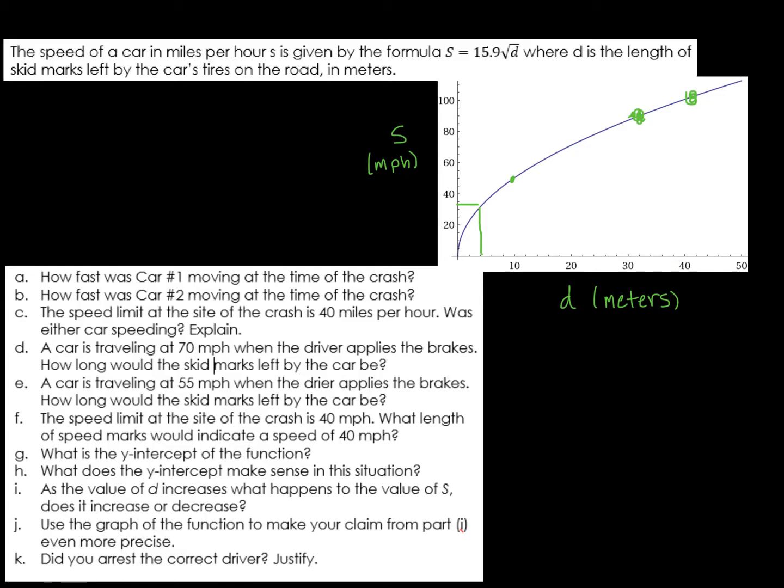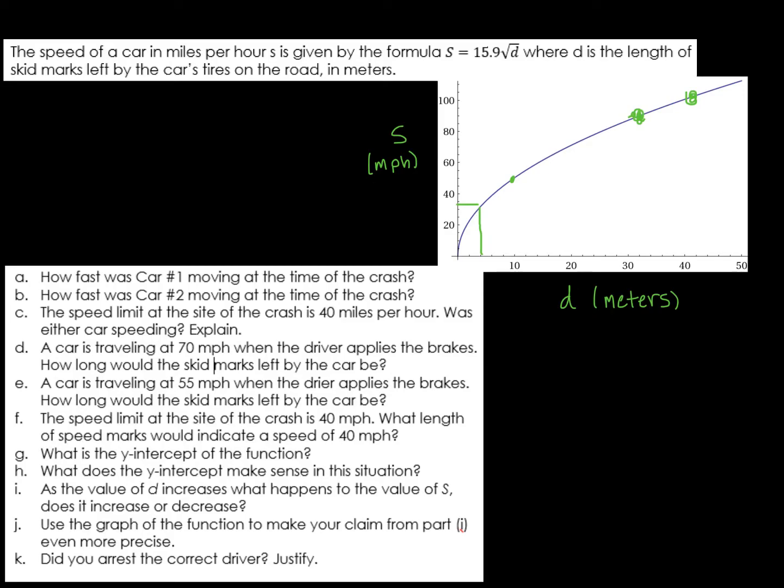So out here, when your skid marks are increasing by 10 meters, the speed only increased by maybe about 15 miles per hour. Whereas at the very beginning, when our skid marks increased by 10 meters, our speed increased by almost 40 miles per hour. So the statement that we can make is that as the skid marks increase in length, the speed will be increasing by less and less.